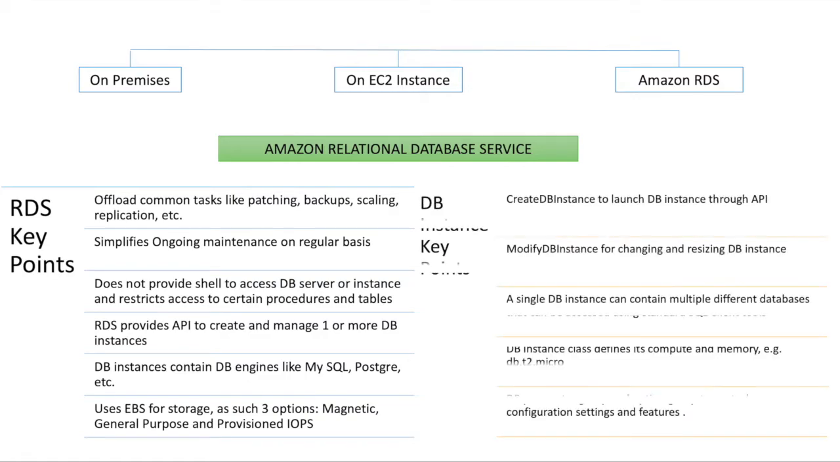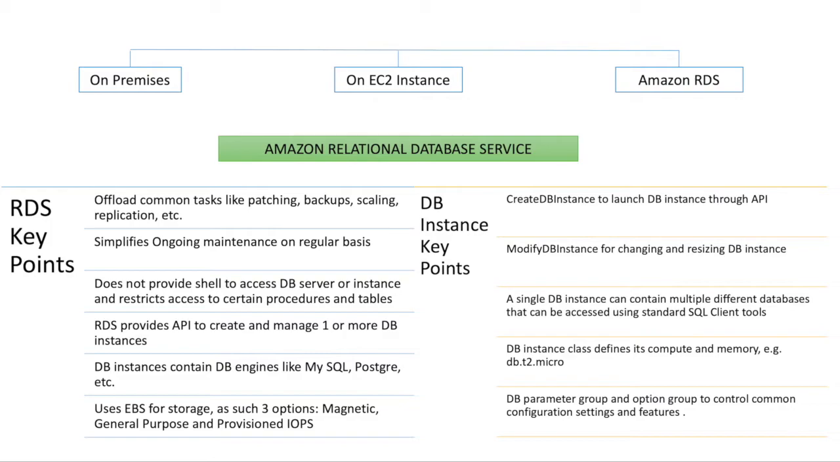Now within DB instance, the key points are, again, you can launch it through the AWS console or through the API. For the API, you have commands like create DB instance or modify DB instance. And as I mentioned, you have all the control of selecting your parameter group, option group, etc. for configuration settings and features.